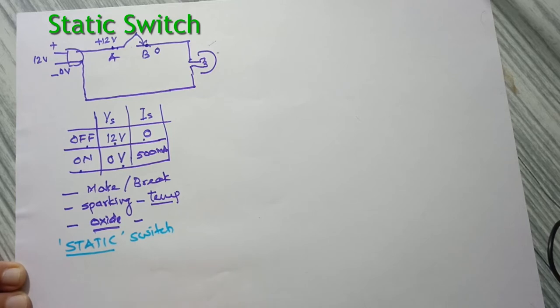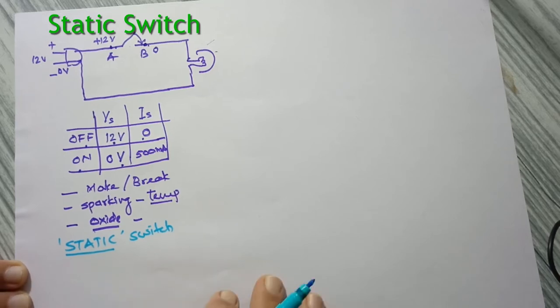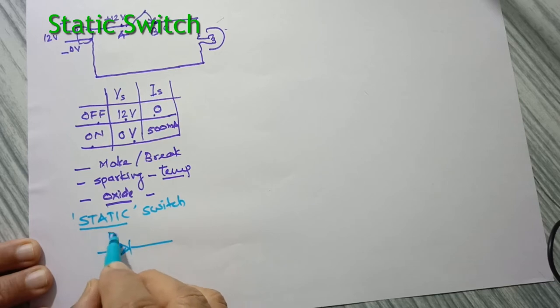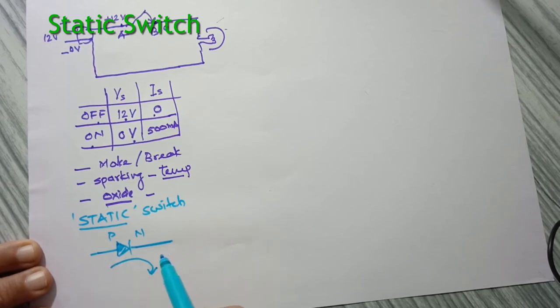Actually, we have studied such a switch. We have studied in first year class the PN junction diode. This is the symbol of a PN junction diode. And you know that when such a PN junction diode is forward biased, the P region is connected to the positive side and the N region is connected to the negative side of the source, then current flows through the diode. And when this diode is reverse biased, current doesn't flow. Isn't it like a switch? So current flows and current doesn't flow.